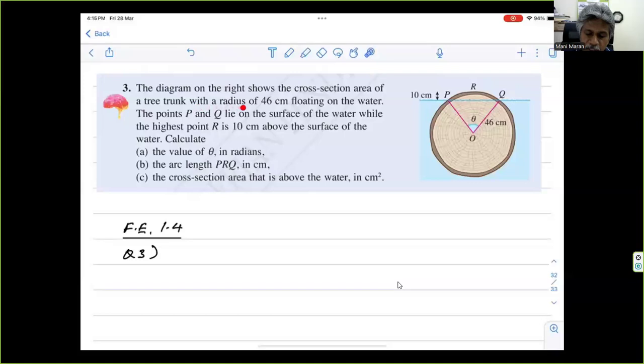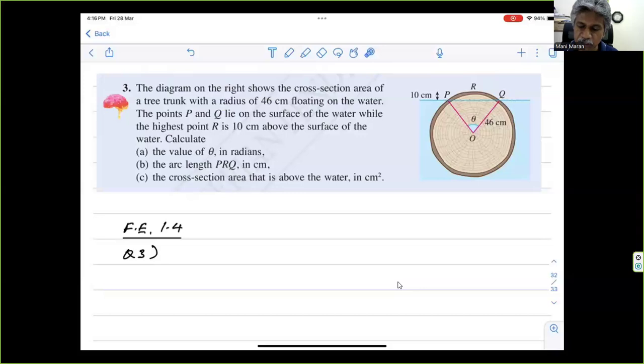Tree trunk with radius 46 cm. So take a look at the diagram. This radius is given as 46 cm, floating on the water. 3 points, the points P and Q lie on the surface of the water. So you are shown here points P and Q, they lie on the surface of the water, while the highest point R is 10 cm above the surface of the water.